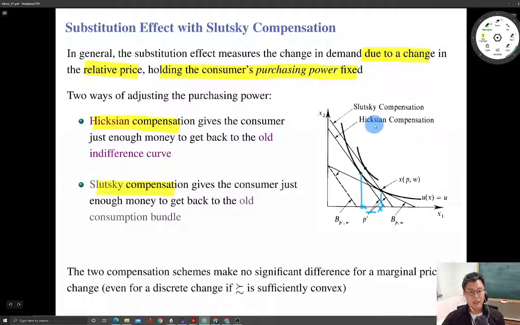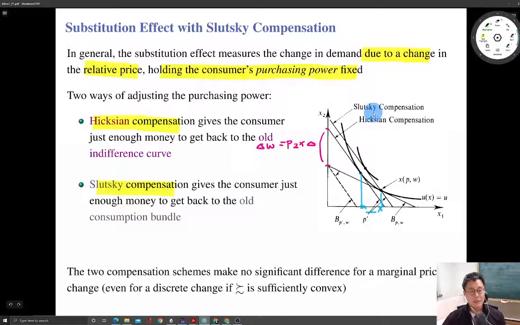That is in the case of Hicksian compensation, but in the case of Slutsky compensation, we give the consumer just enough money to get back to the old consumption bundle. So we adjust the consumer's income. In the case of Hicksian compensation, we need to give money to the consumer as much as the length of this interval times P2. So delta times P2 is the necessary adjustment in income in the case of Hicksian compensation.